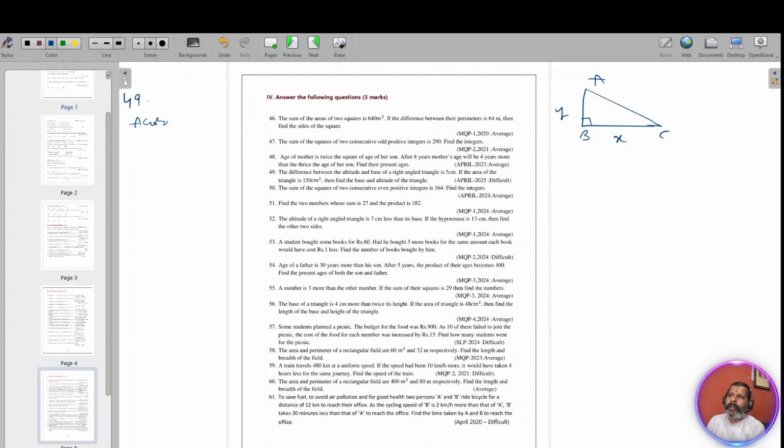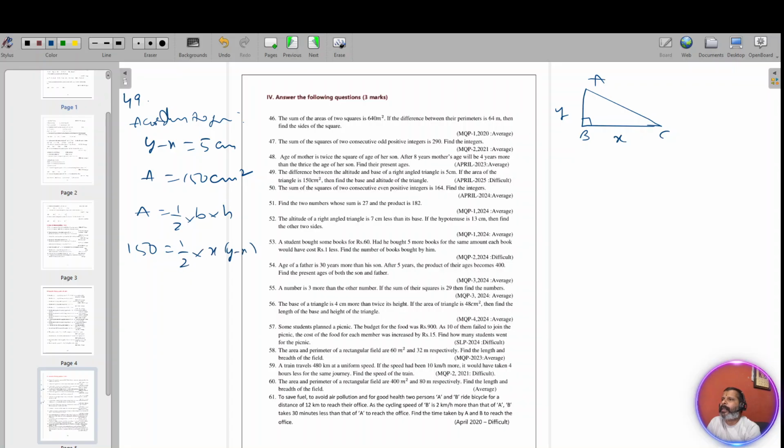So according to the given, difference between the altitude and base is 5, means y minus x will be 5. Then if the area of the triangle is 150 centimeter square, apply the area formula. What is the formula? Area is half into base into height, because it is a right angle triangle. Area is 150. Half into base is x.